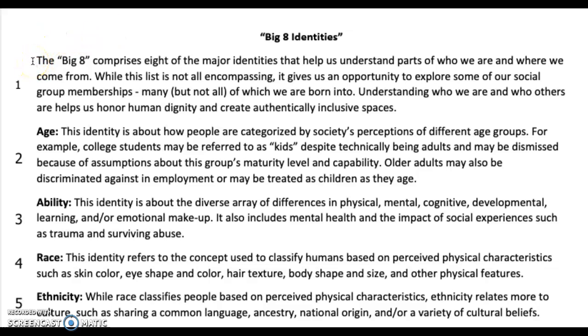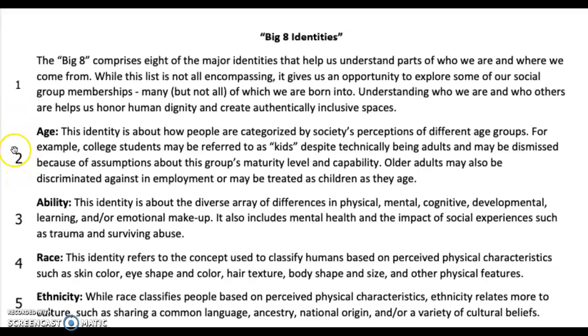The Big 8 comprises 8 of the major identities that help us understand parts of who we are and where we come from. While this list is not all-encompassing, it gives us an opportunity to explore some of our social group memberships, many but not all of which we are born into. Understanding who we are and who others are helps us honor human dignity and create authentically inclusive spaces.